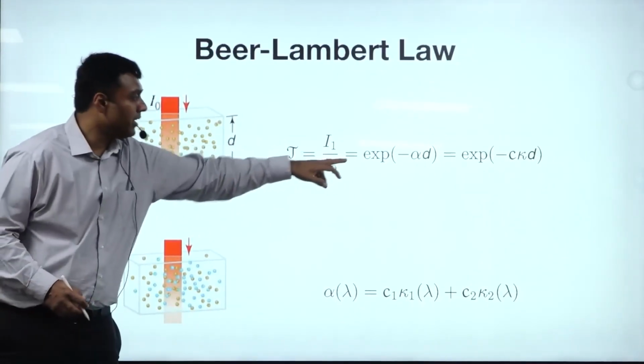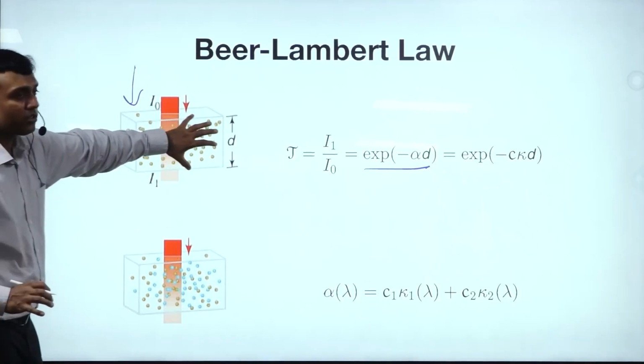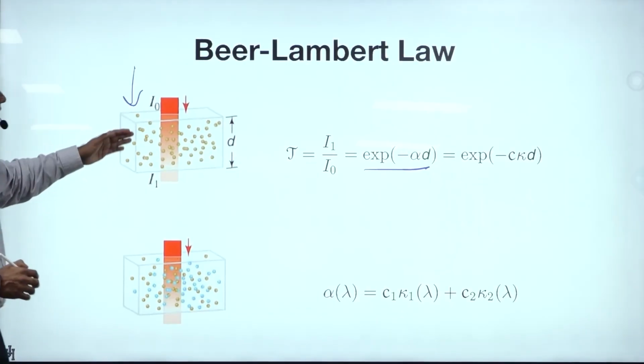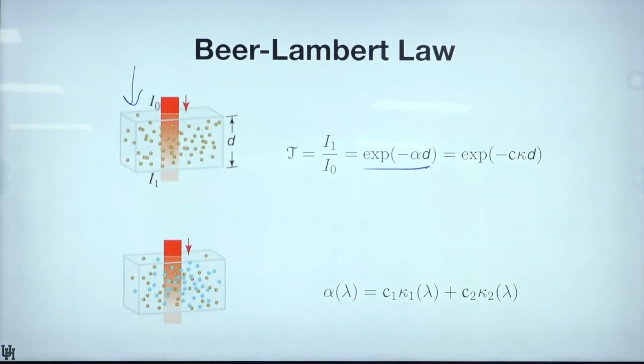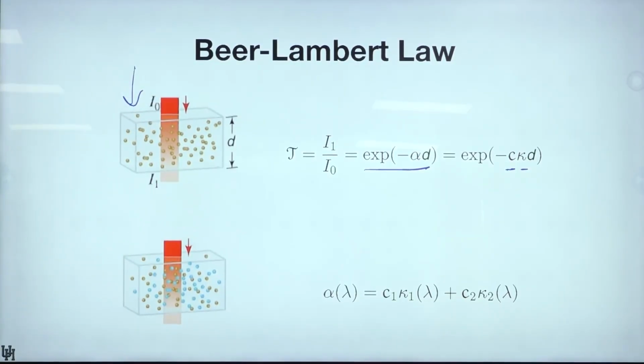Okay, because it's an exponential decay, it will be e to the minus alpha d, where d is the thickness of the optical thing you are trying to study. So alpha is the absorption coefficient, d is the thickness, and e to the minus alpha d is what you measure. And this alpha can also be decomposed into c and kappa. So what does that mean? It depends on the concentration and it depends on the absorption profile.